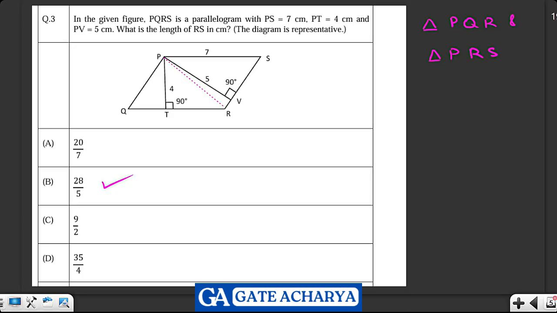The critical part is imagining the diagonal here. Once you get the diagonal, then the process is very easy. Students struggle at getting that diagonal.